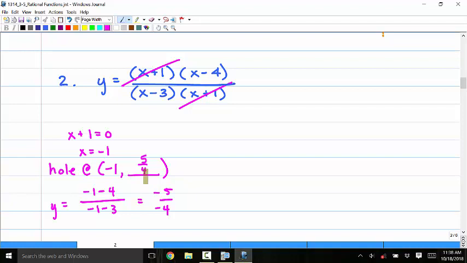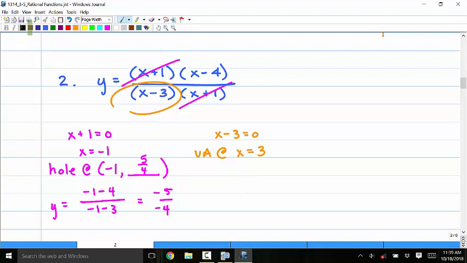I'll show you what that looks like on the graph in just a second. Vertical asymptotes. Is there anything remaining in the denominator that I need to set equal to 0? x minus 3. When I solve for x, I get x equals 3, so there is a vertical asymptote at x equals 3. You have to put the letter here. You can't just say that there's a vertical asymptote at 3. You have to say there's a vertical asymptote at x equals 3.